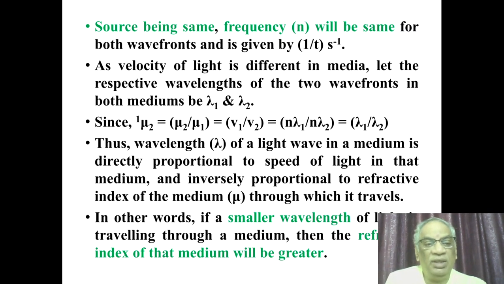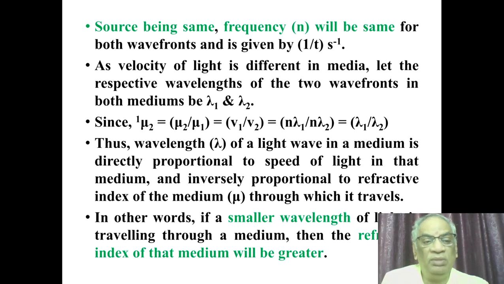As the velocity of light is different in both media, let the respective wavelengths of the light be lambda 1 and lambda 2 for the two media. Since the refractive index of 2 with reference to 1, that is mu 2 by mu 1, is equal to v1 by v2, which is equal to n lambda 1 by n lambda 2, because v is equal to n lambda. Hence, the refractive index is equal to lambda 1 by lambda 2.